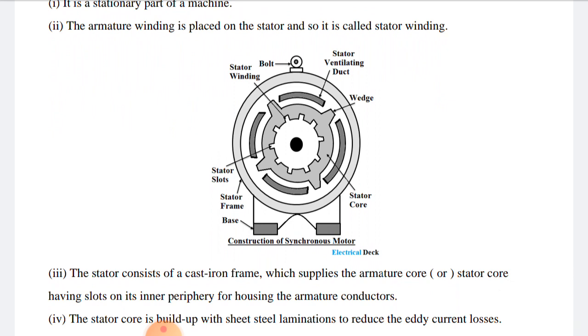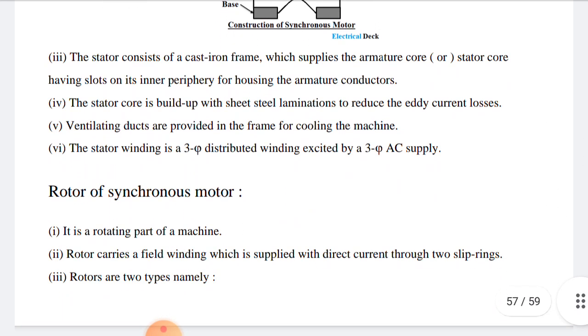The stator consists of a cast iron frame which supports the armature core or stator core, having slots on its inner periphery for housing the armature conductors. The stator core is built up with sheet steel laminations to reduce the eddy current losses. Ventilating ducts are provided in the frame for cooling the machine. The stator winding is a three-phase distributed winding excited by a three-phase AC supply.